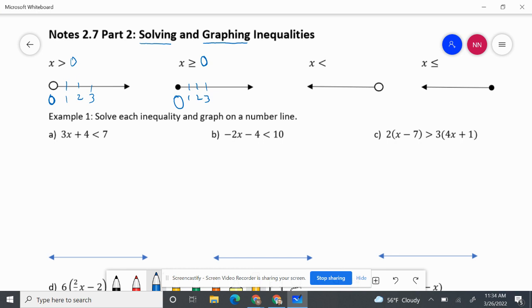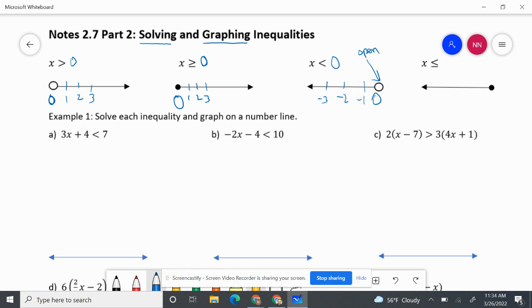Less than means, let's say if we're solving for 0 again, all the values less than 0 would be -1, -2, -3. Notice that we're not including the 0. It's everything less than 0, not 0. So it's an open circle.